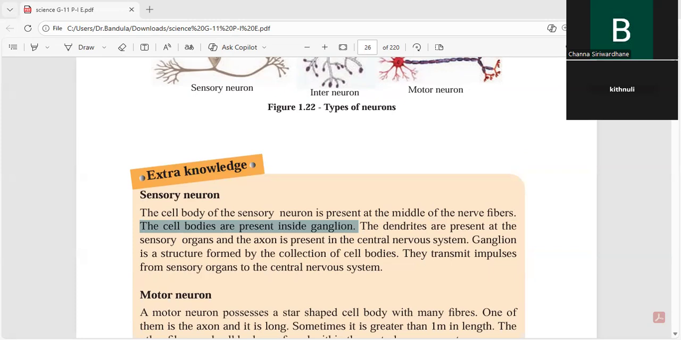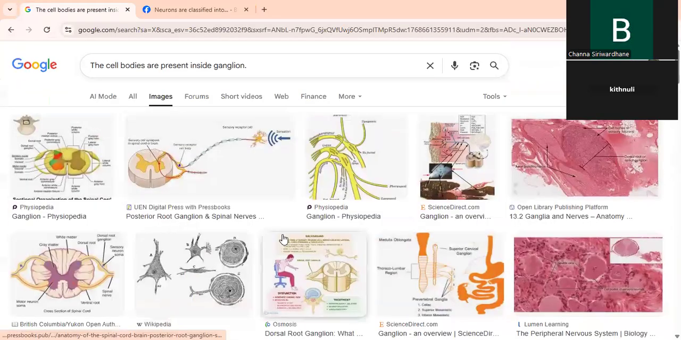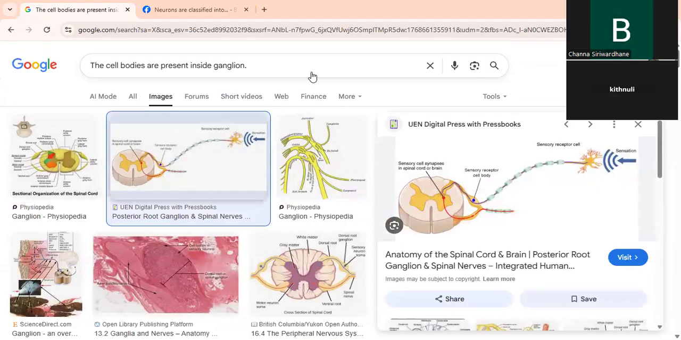Wait. You are right though. Can you see this? Yes? Right. Now cell bodies, right?